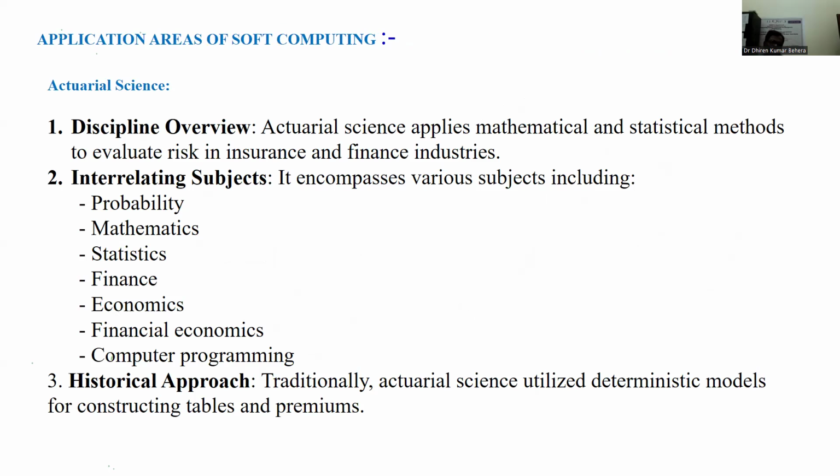So, application areas of soft computing. You will find actuarial science. Actuarial science applies mathematical and statistical methods to evaluate risk in the insurance and finance industries, for example, stocks and bonds.